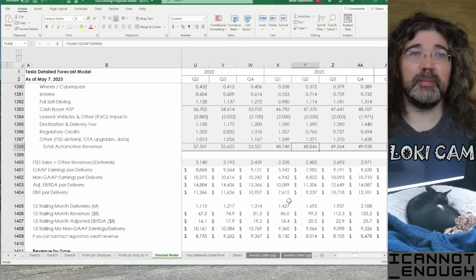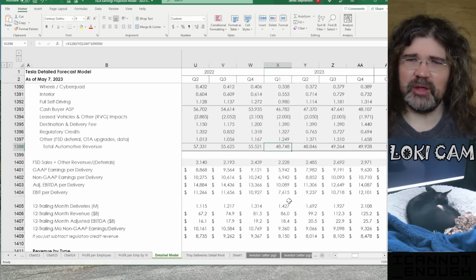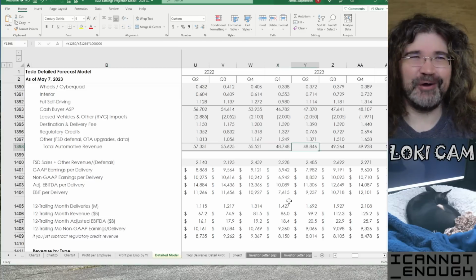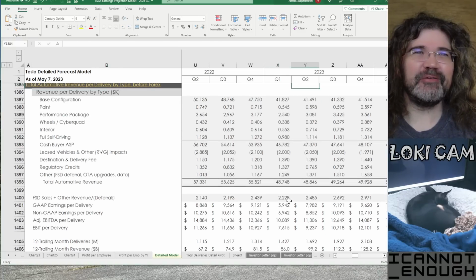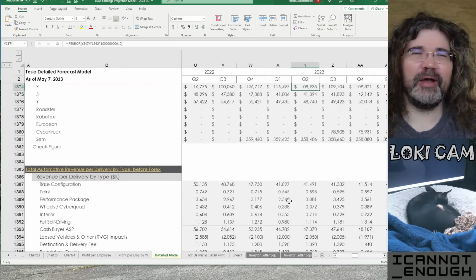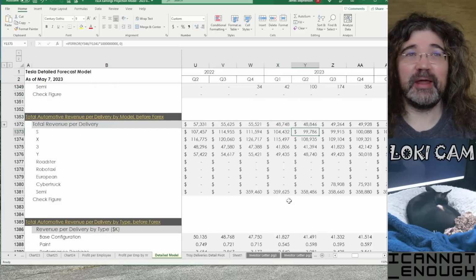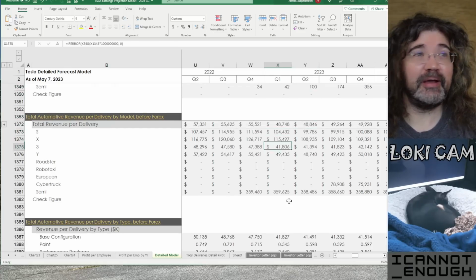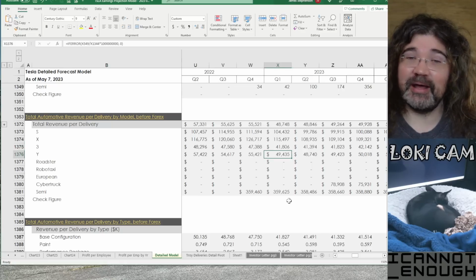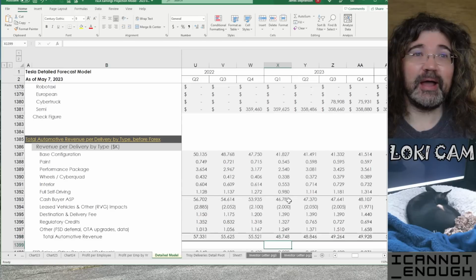So how can this number be up when that number is down? James, is your spreadsheet wrong? No, the spreadsheet's not wrong. Let's go back up again, and I'll point out why I'm asking the question. Well, I've got Model S coming down, I've got Model X coming down, I've got Model 3 coming down, and I've got Model Y coming down. They're all coming down. So how can the total be going up?